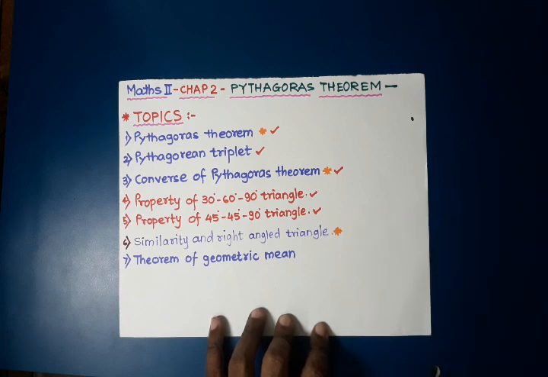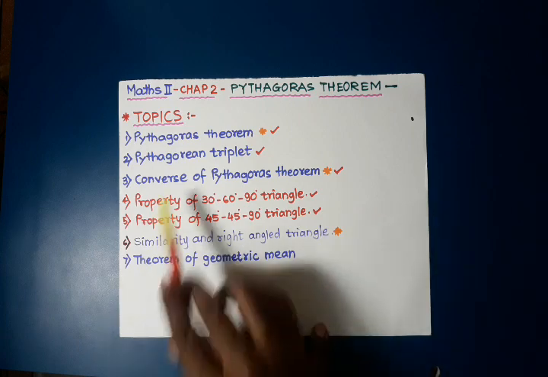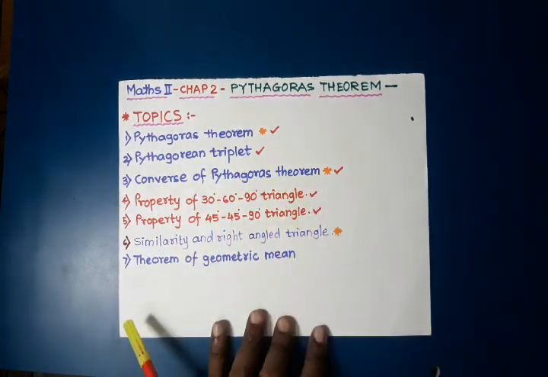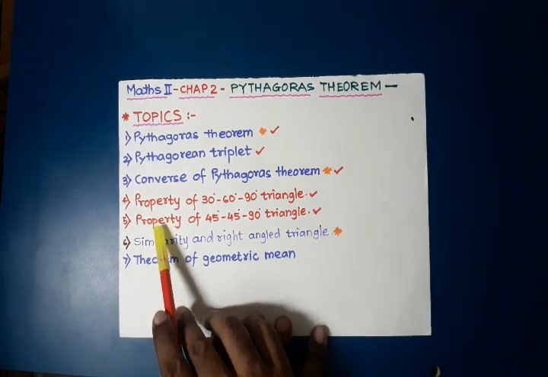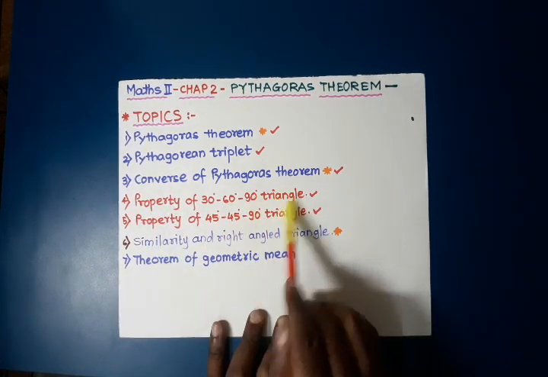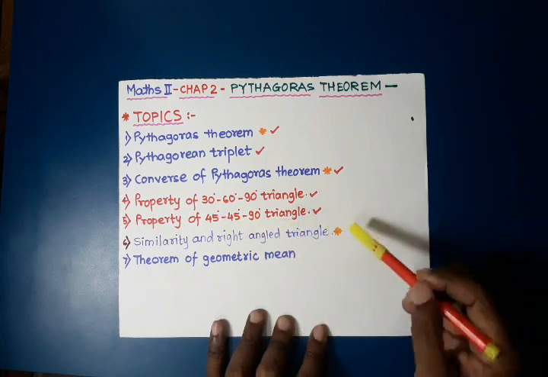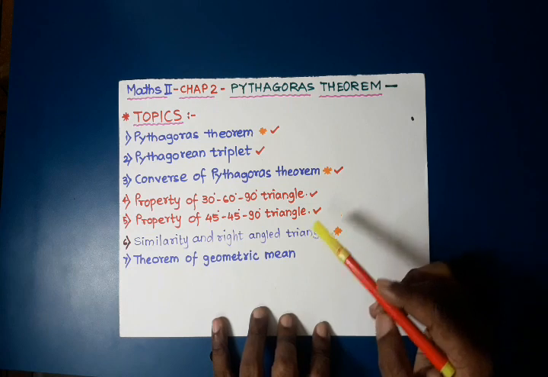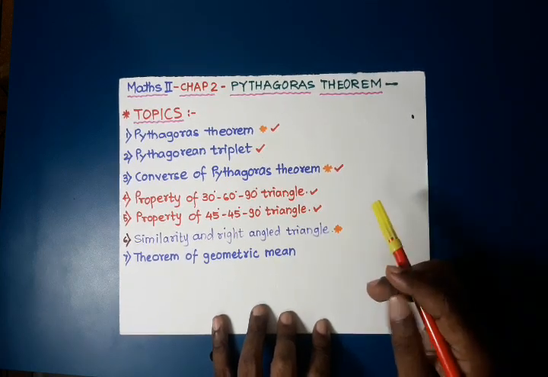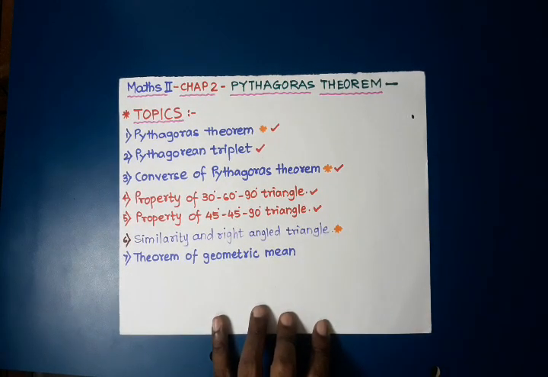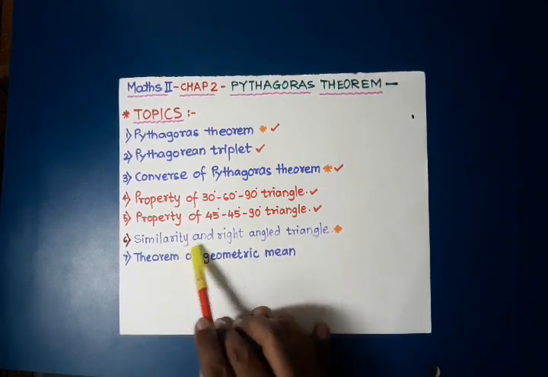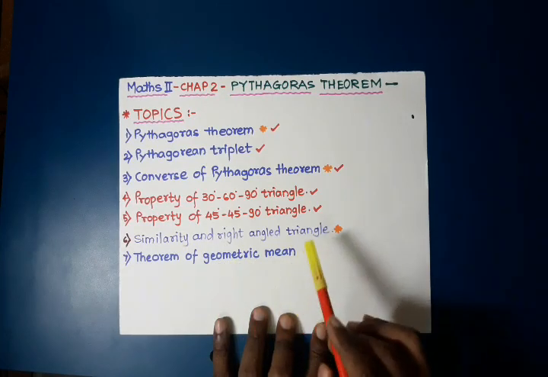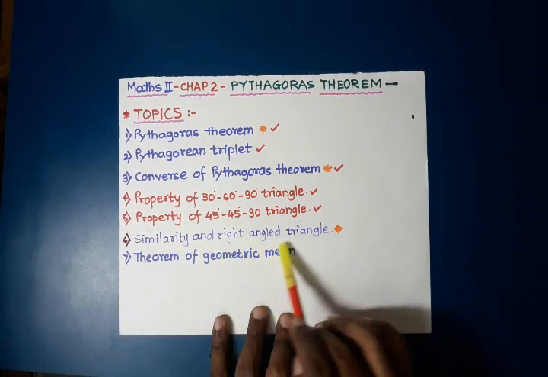Students, in previous lectures we have studied Pythagoras theorem, Pythagorean triplet, converse of Pythagoras theorem, and we have seen two properties of 30-60-90 degree triangle and 45-45-90 degree triangle. We have solved some problems related to these topics. But in today's lecture, we are going to study an important topic, that is similarity and right angle triangle and theorem of geometric mean. We are also going to see the proof of this theorem.